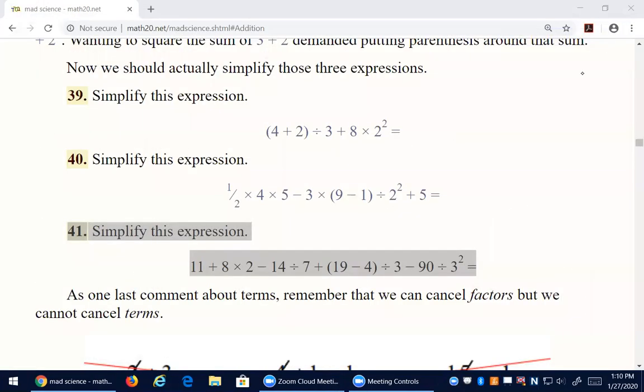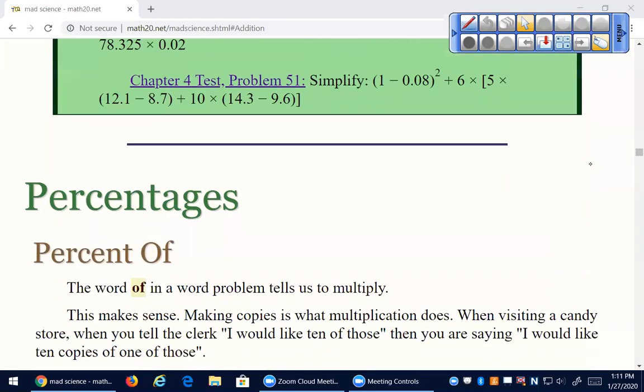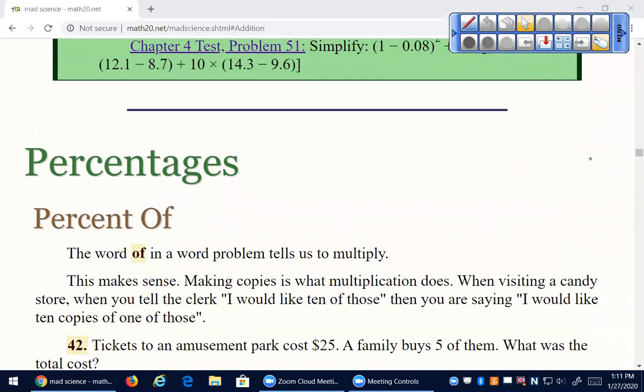Okay, very last concluding thing. You can cancel factors, but you can't cancel terms. This isn't something you will see in math 20 at all, but when you go on to math 60, if there's terms as part of a fraction, they don't cancel. So hide that in the back of your brain if you're going on to math 60, otherwise don't look at that. When I see you next, we'll start talking about percents.